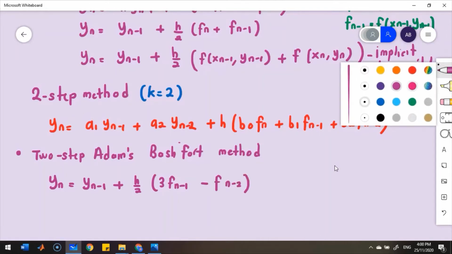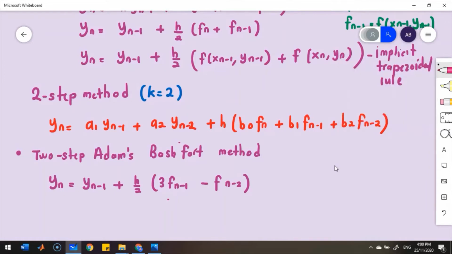So by comparison, what I can see here is a1 is 1 and a2 is 0. What about b0? b0 is 0, so we know this is an explicit method, and then b1 is 3 over 2 and b2 is negative 1 over 2. So you can get a two-step method which is called the Adams-Bashforth method, and obviously there is a way to determine this.